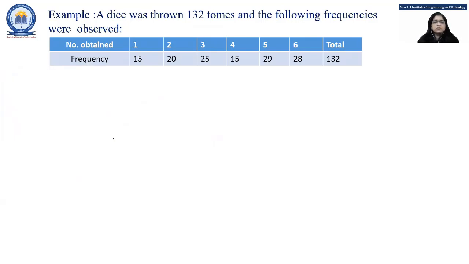Here, a dice was thrown 132 times and the following frequencies were observed. Number obtained 1, 2, 3, 4, 5, 6. For 1, frequency is 15, 2 is 20, 3 is 25, 4 is 15, 5 is 29, 6 is 28, and total frequency is 132. So let's start the solution here. First, according to the rule, what is our n? n is 6.